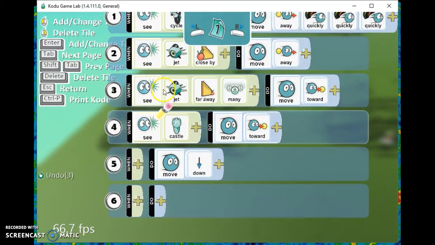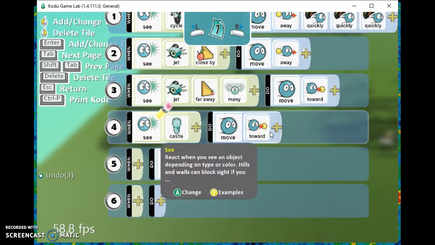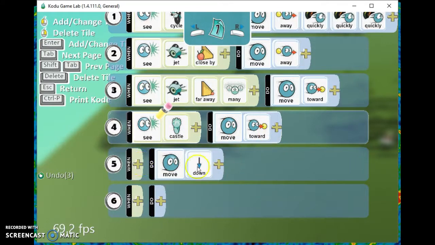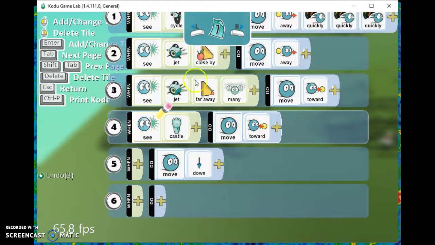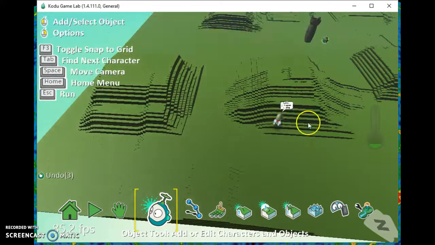So we've said when another jet is close by, move away from it. But when it's far away and there's lots of them, move towards them. And then lastly, if you can see the castle, move towards the castle. Oh, and of course always move down, otherwise they tend to go higher and higher and higher. So the idea is to try and make the jets into a flock, like a flock of birds.